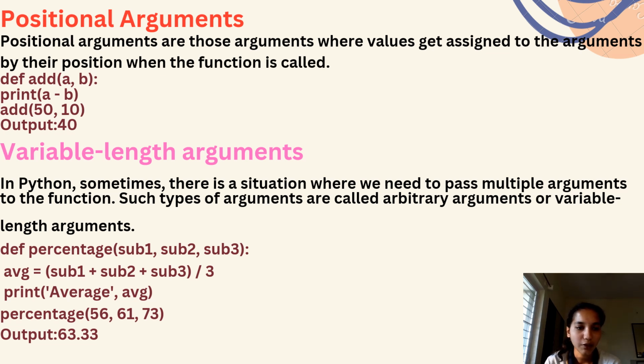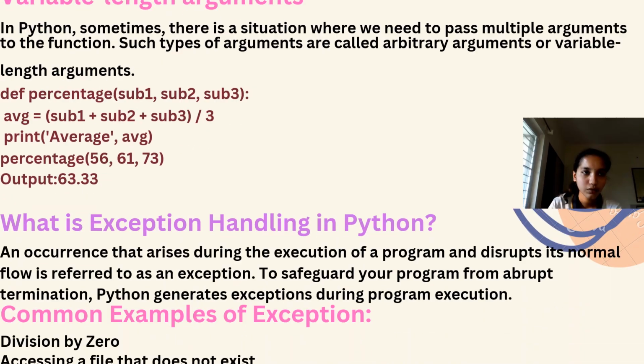Fourth, variable length arguments. In Python, sometimes there is a situation where we need to pass multiple arguments to the function. Such types of arguments are called arbitrary arguments or variable length arguments. Example: def percentage(subject1, subject2, subject3): average = (subject1 + subject2 + subject3) / 3. print(average). percentage(56, 61, 73). Output 63.33. Add all three subject marks and divide by 3, you will get the output as 63.33.